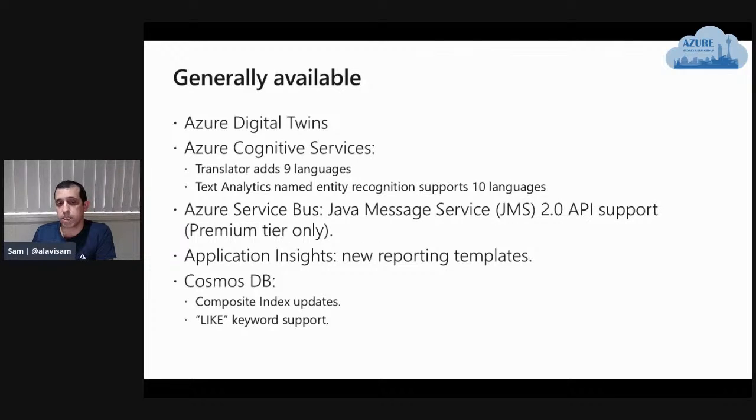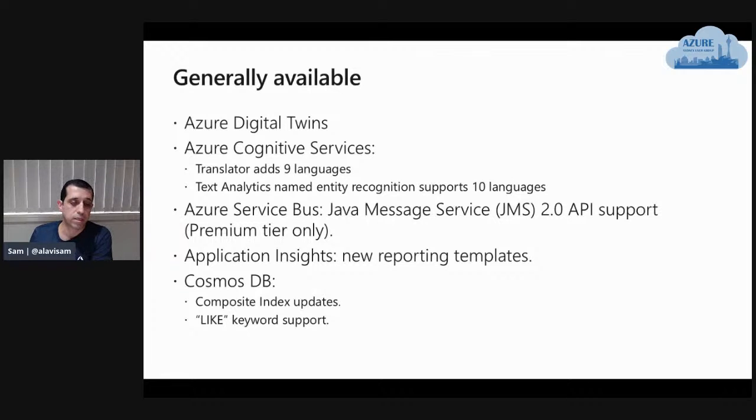Application Insights also got a new reporting template, an enhanced template with a bunch of other data, adding extra data from web test availability test results into that template for generating a new SLA template for your availability. It's added to Application Insights.